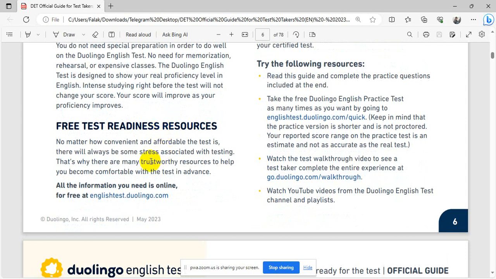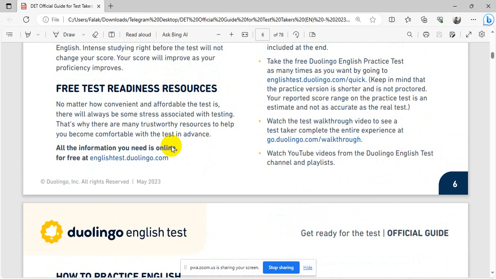And the next thing that we have here is free test readiness resources. As I told you before, on their website there are a lot of free resources that you can access and use. No matter how convenient and affordable the test is, there will always be some stress associated with testing. That's why there are many trustworthy resources to help you become comfortable with the test in advance.